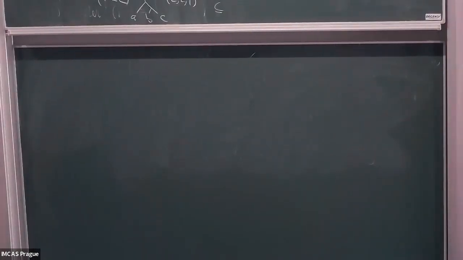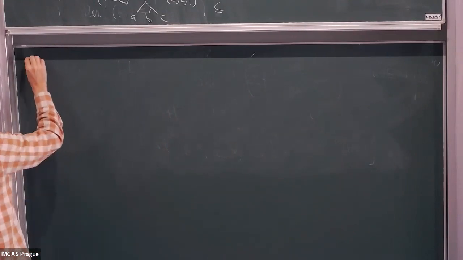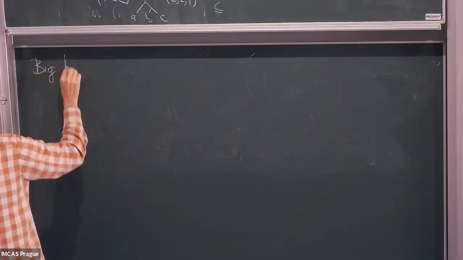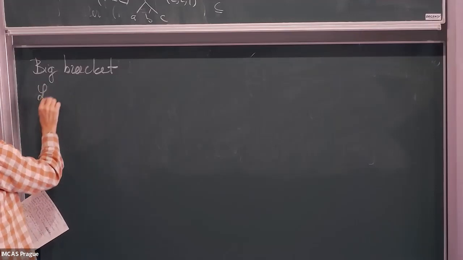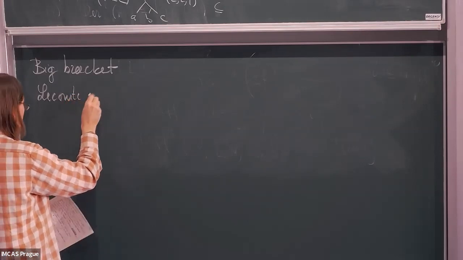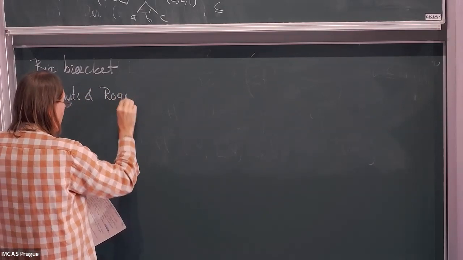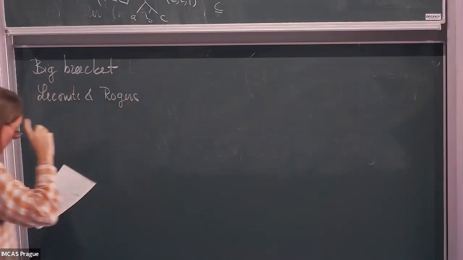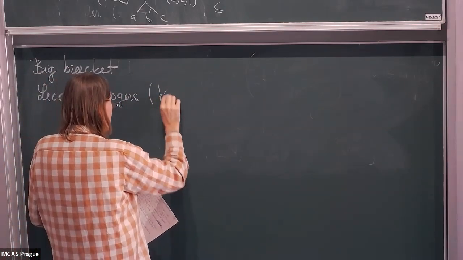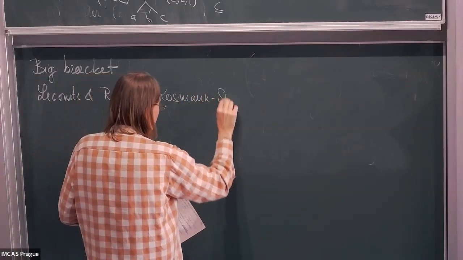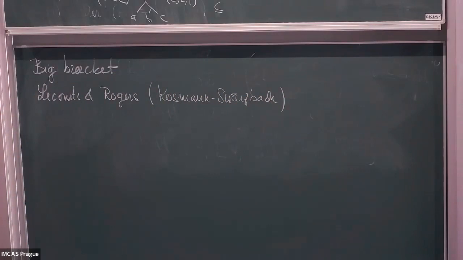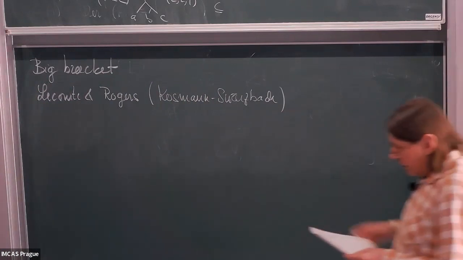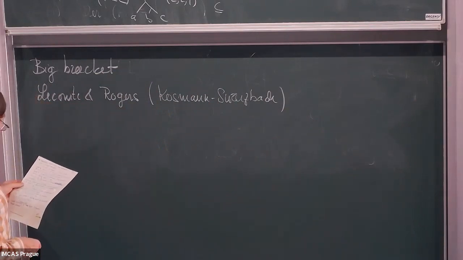So the big bracket. Big bracket was introduced by Lecomte and Rogers, but it is usually and wrongly attributed to Kosmann-Schwarzbach, which is another illustration of the principle that things are never named after inventors, but after someone who reinvented them. So what is it? Again, I promise that I'm going to suppress signs and degrees.